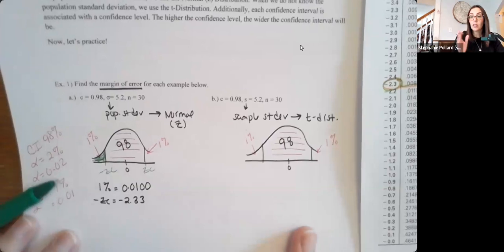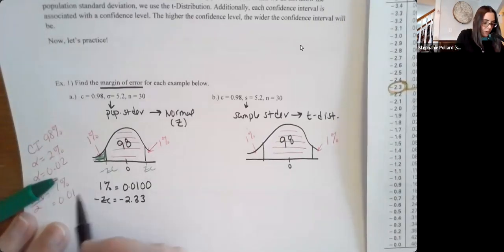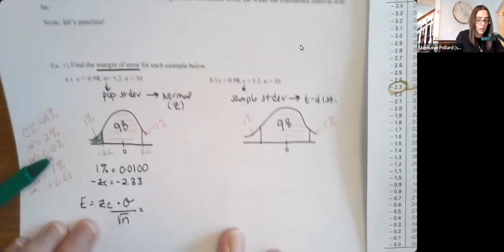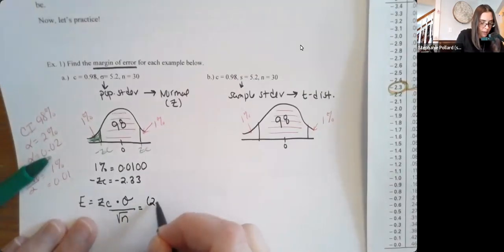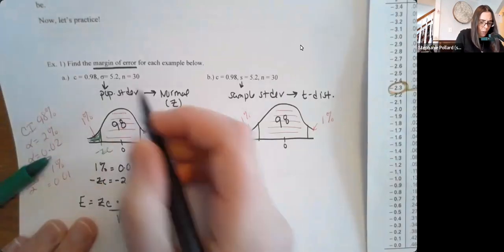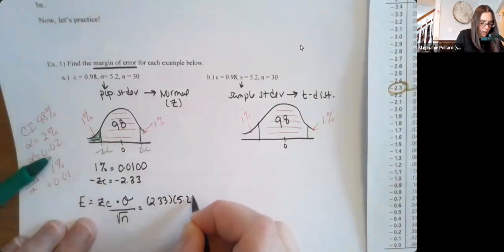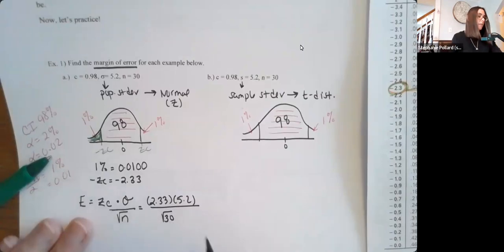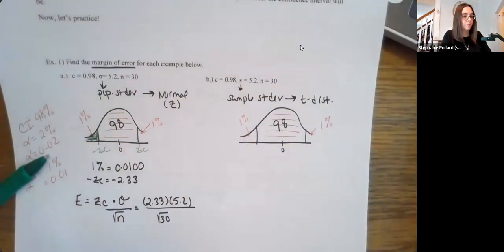Now in our formula, we actually use the positive version. So in order to find the error, we take our Z, multiply it by our standard deviation, and divide it by the square root of n. And it is the positive version. So we're going to use positive 2.33 here. We're going to multiply by 5.2, and then divide by the square root of 30 in this case. Let me grab my calculator.